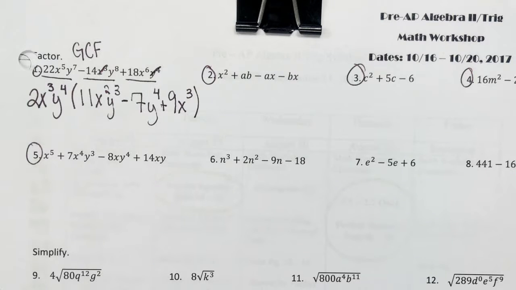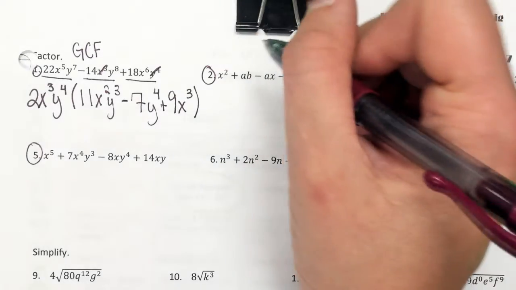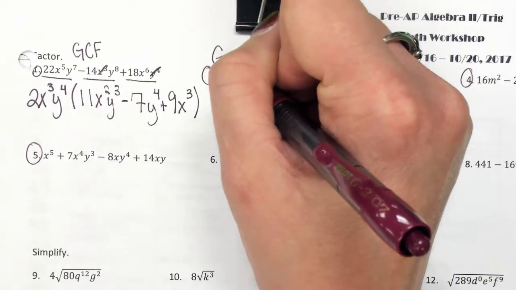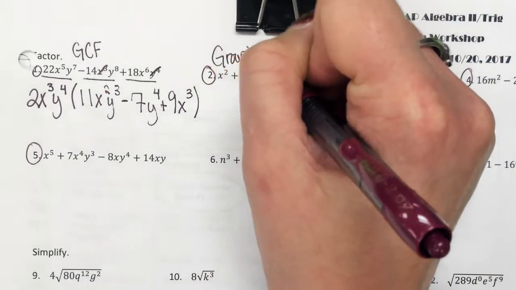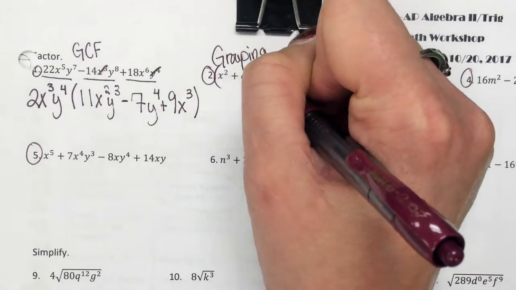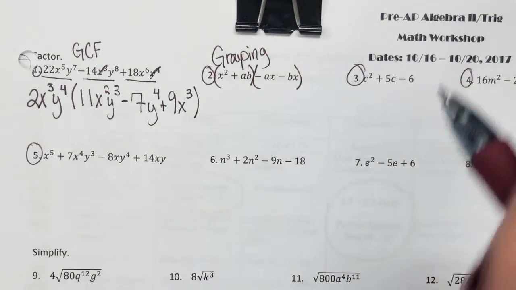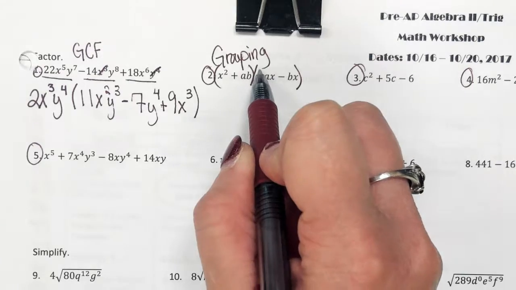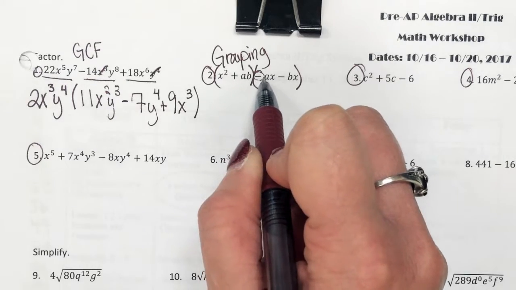Alright, what about number 2? How many terms does number 2 have? 4. So how do we do that one? Grouping. Very good. Anytime we have 4 terms, you do grouping. That's the first 2 together and the last 2 together. Make sure you keep that negative with that AX.